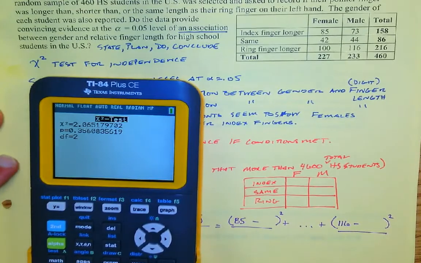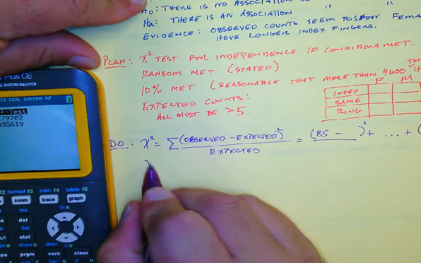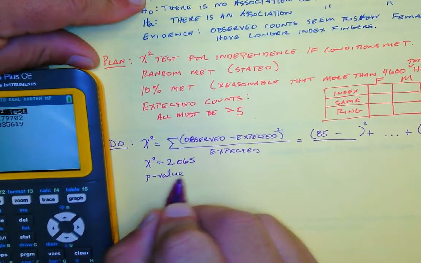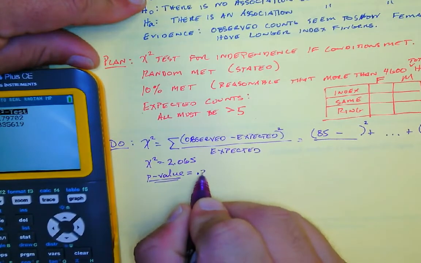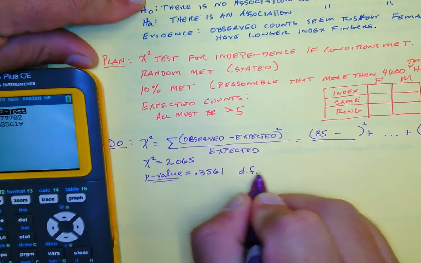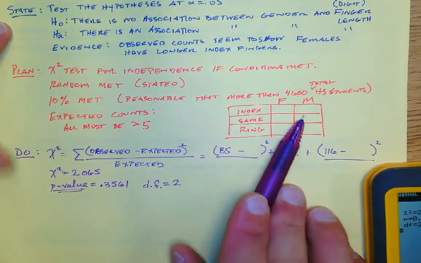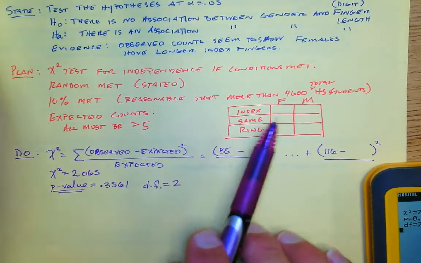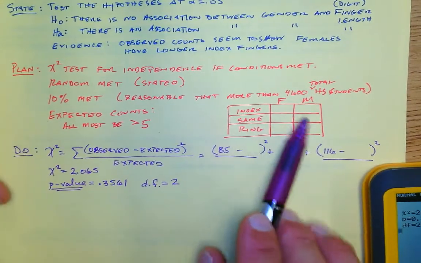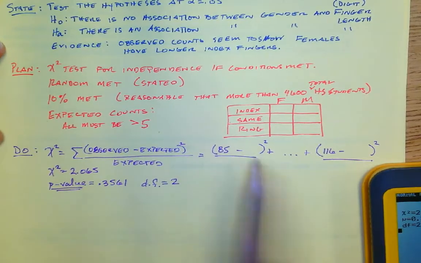So we can write that information down. Our chi-squared is equal to 2.065. Our p-value, make sure you write it as p-value, is 0.3561, and our degrees of freedom is equal to 2. Make sure we write that down. But we still have to come over here and fill out our table. Please make sure that you do the expected counts tables for all the problems, unless it's a really huge expected counts table. Write it out for all the problems, including the observed pieces.